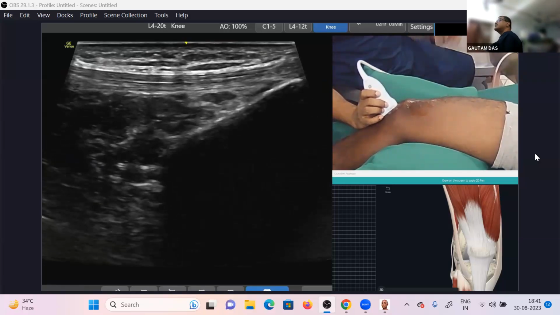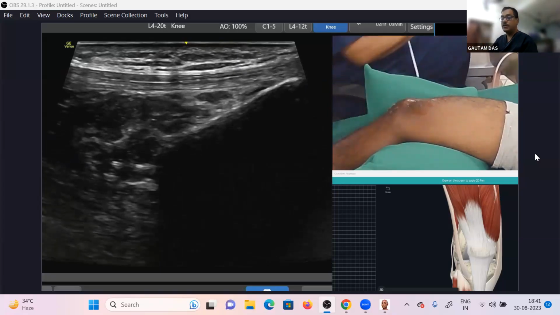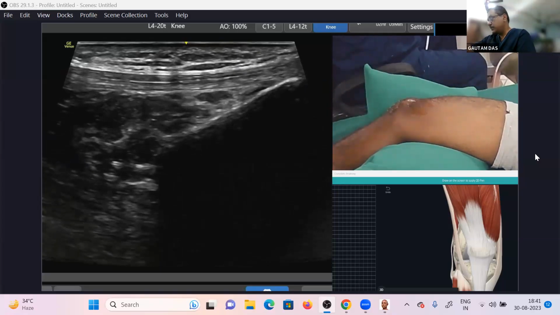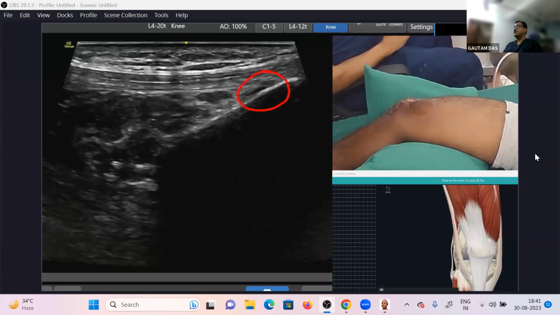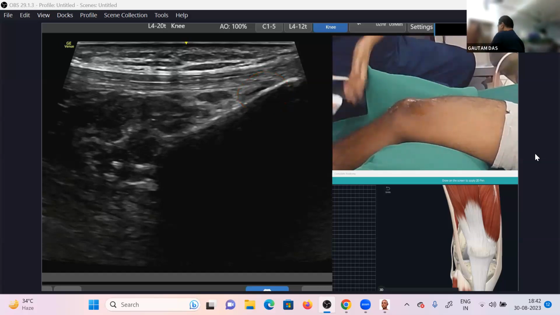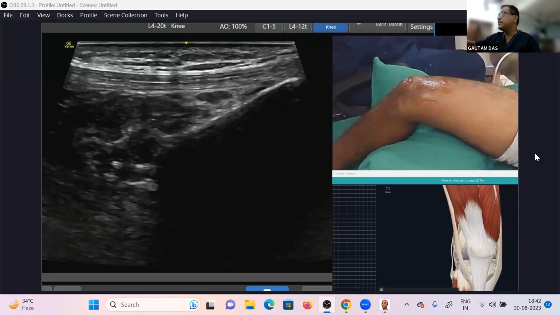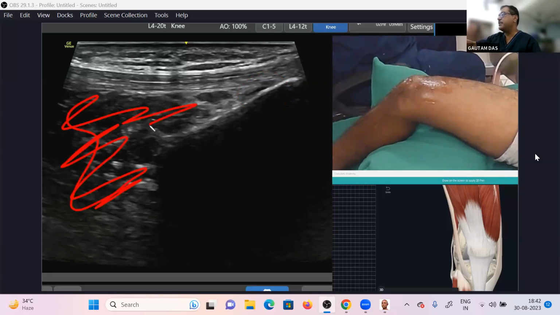A little bit of fluid is normally seen. So this black area is your deep infrapatellar bursa. It is normal. A very small amount of fluid can be seen, and if you see it abnormally high, then it will be bursitis. Here there is no bursitis, no collection of fluid. So again, look at the other part. This part is your Hoffa's fat pad.